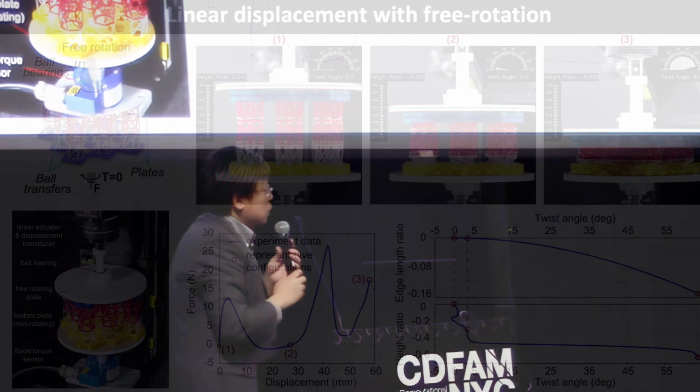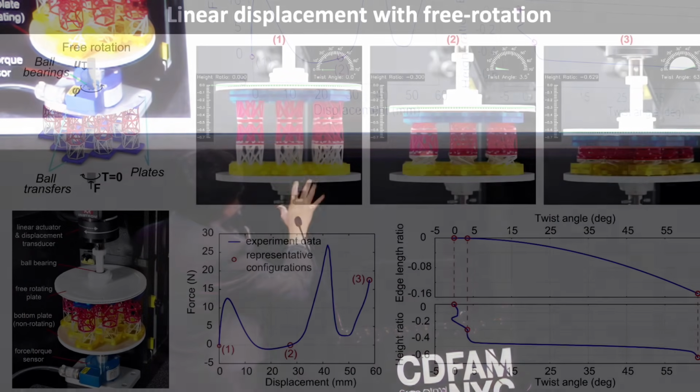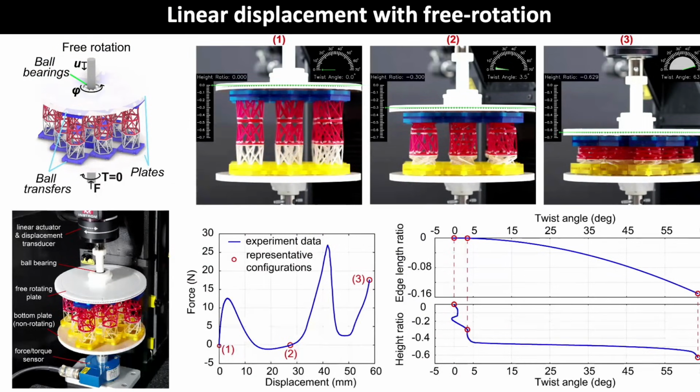So we also look at some key geometric parameters, and we also plot some representative configurations. I want to highlight that with these two types of boundary condition, although the end configurations are the same, during the transition the configurations are different because the boundary condition is different, okay?